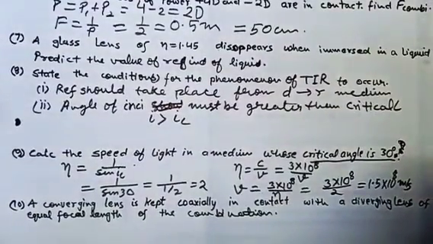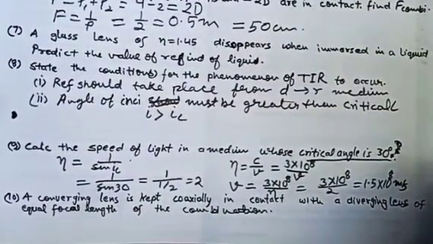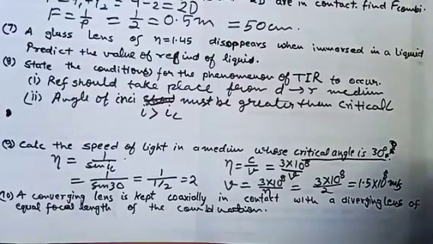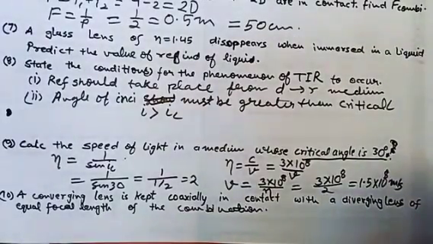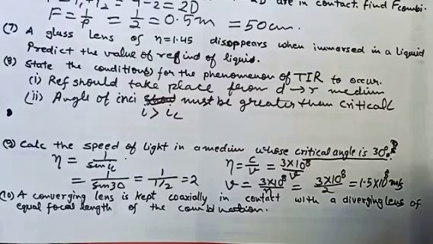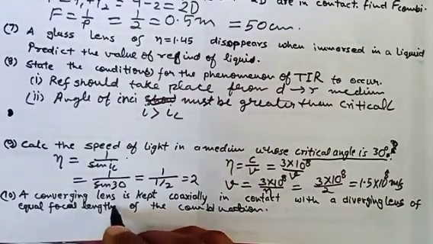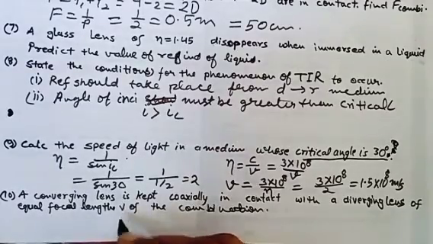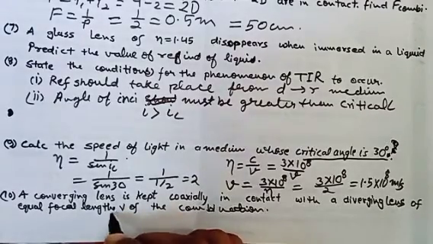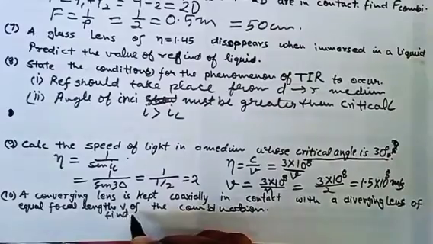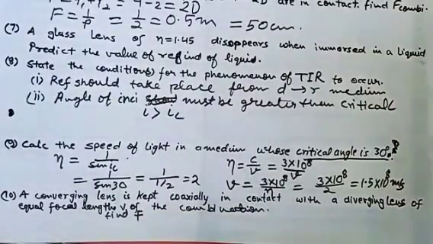Next, a converging lens is kept coaxially in contact with a diverging lens of equal focal length. Find focal length of combination. Oh, I missed it. Find focal length of combination. So both focal lengths are equal in magnitude.